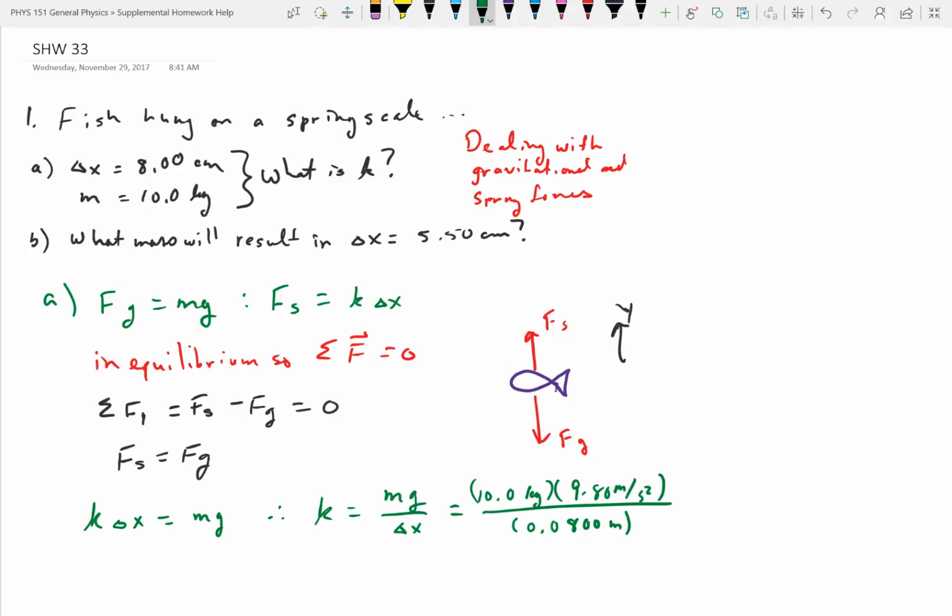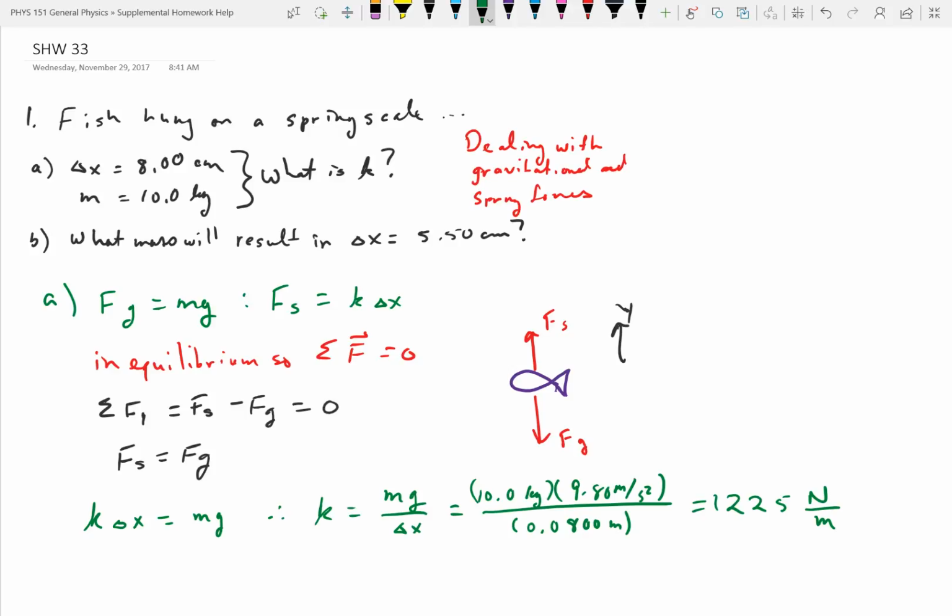00, because we have those sig figs. And then we just pop that in the old calculator. So 98 divided by 0.08. 1225. Okay, so 1225 newtons per meter.